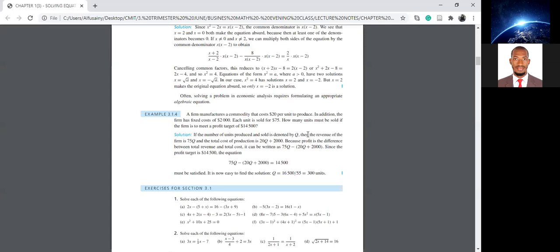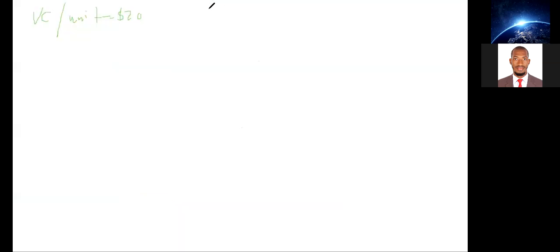It said, in addition, the farm has fixed cost of $2,000. So the $2,000 there is the fixed cost. So you should be able to take numbers from a real life problem and formulate an equation and use that equation to solve that business problem. So they said that the variable cost per unit is $20. The fixed cost is $2,000.